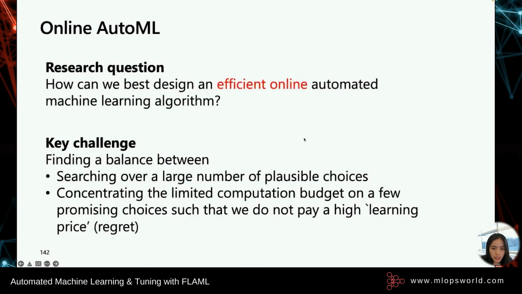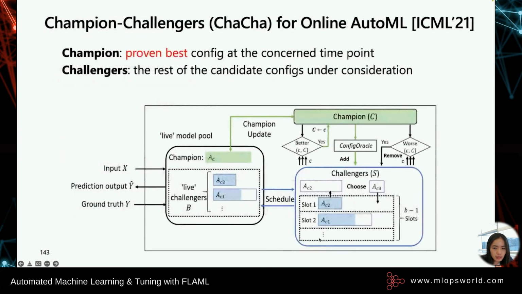With these unique challenges, the main research question is how we can best design an efficient online AutoML solution which can find a balance between searching over a large number of possible choices, such that we are able to cover a good one, and concentrating the limited computation budget on a few promising choices, such that we do not pay a very high learning price. To this end, we proposed a champion-challenger online AutoML framework.